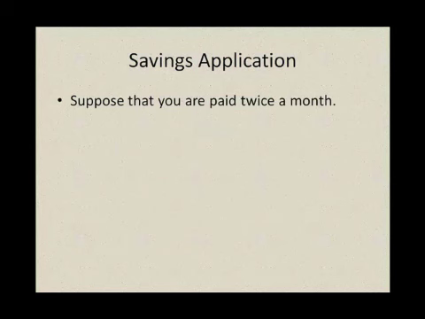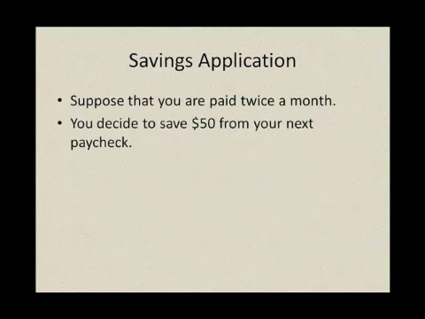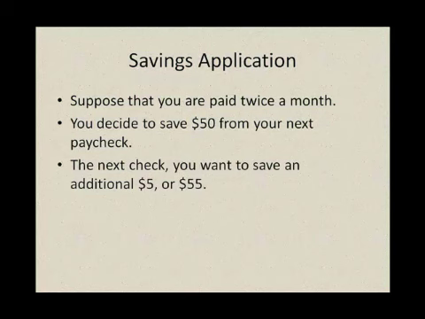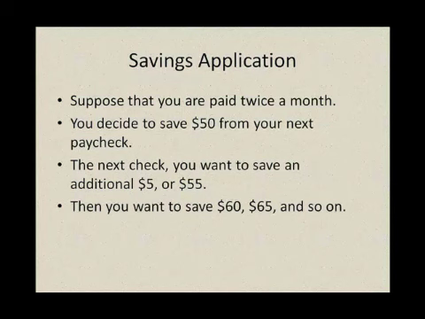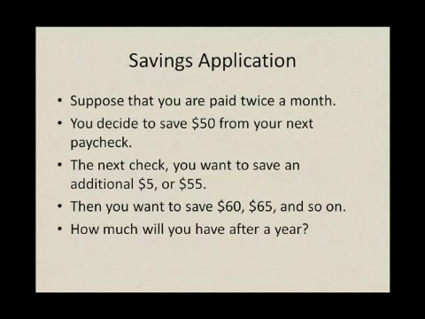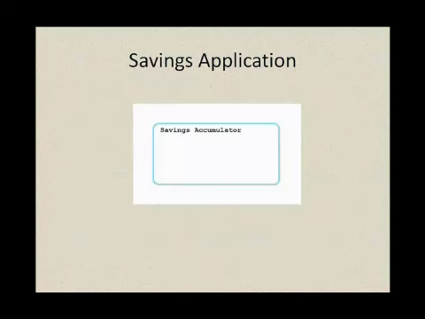Suppose that you're paid twice a month, and suppose that you decide to save $50 from your next paycheck. The next check, your goal is to save an additional $5, or $55. Then with the next checks, you want to save $60, $65, and so on, $5 more each paycheck. How much will you have after a year? The output might look like this.